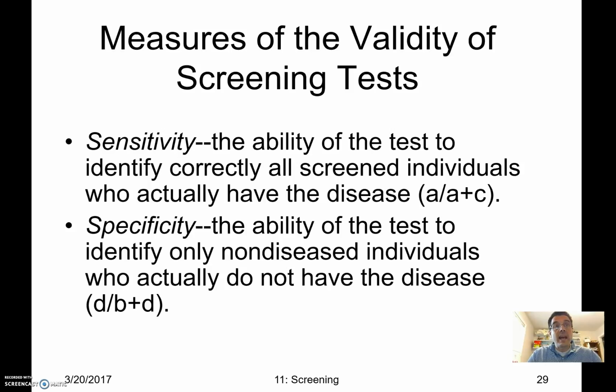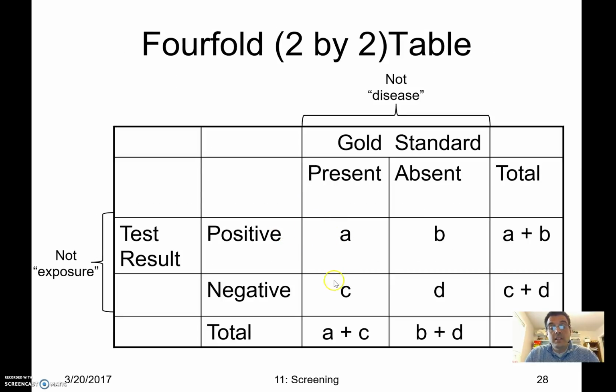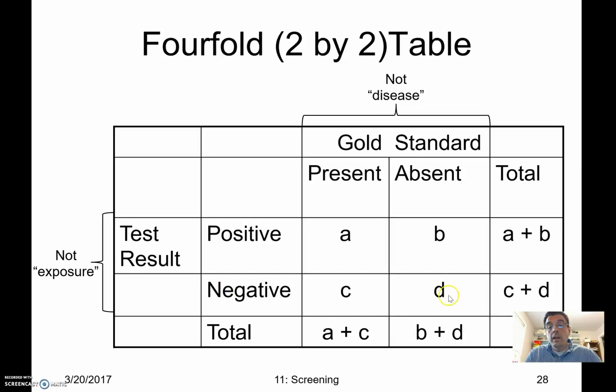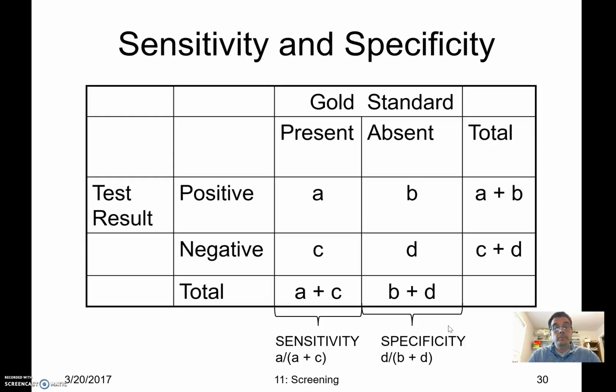So you can see the calculations that would need to be done. With sensitivity, it's A over A plus C. So we go back to this particular table. Sensitivity is A, as in the screening test tells you that it's positive, and the gold standard also confirms that that individual has the disease. So we're seeing how sensitive this screening test is. So it's A divided by A plus C. Whereas with specificity, it's D divided by B plus D. So it's D, is it specific, divided by B plus D. I just went over that same calculation with this slide.